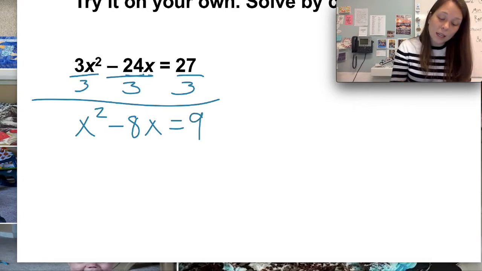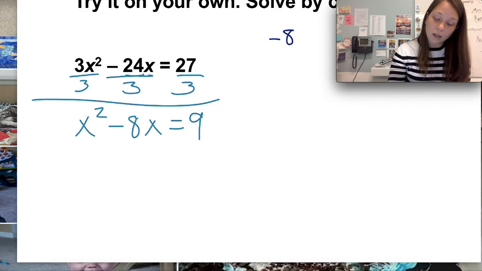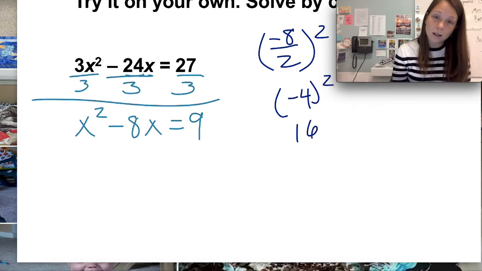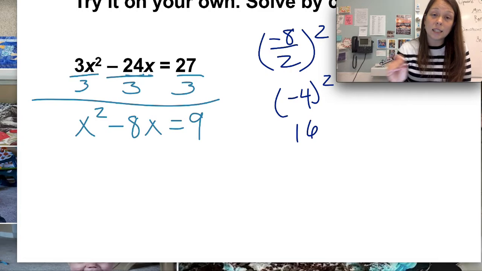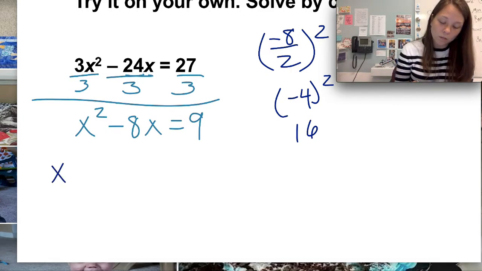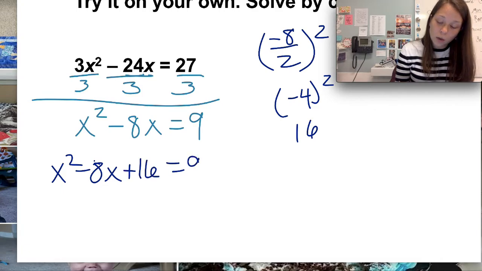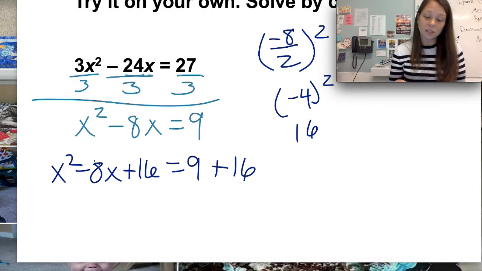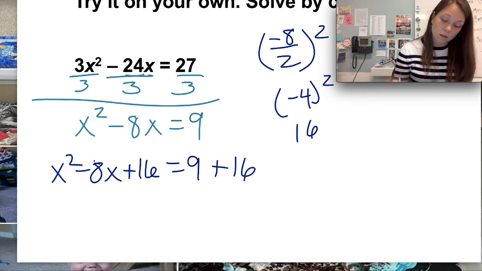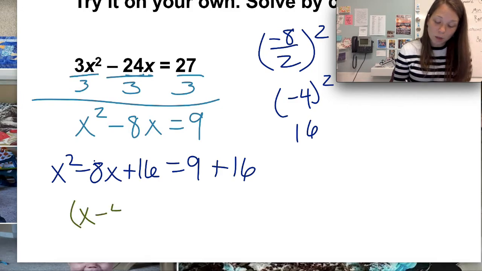The next step is I need to take my value of b, which is negative 8, divide it by 2 and square it. Well, that's negative 4 squared, or in other words, 16. And what that says is I need to take 16 and add that to both sides of my equation. What that's allowing me to do now is to actually go through and factor this quadratic function I have on the left side. That is going to factor to be x minus 4 squared, and 9 plus 16 is 25.